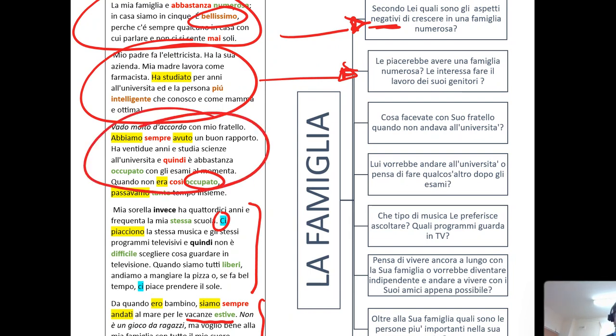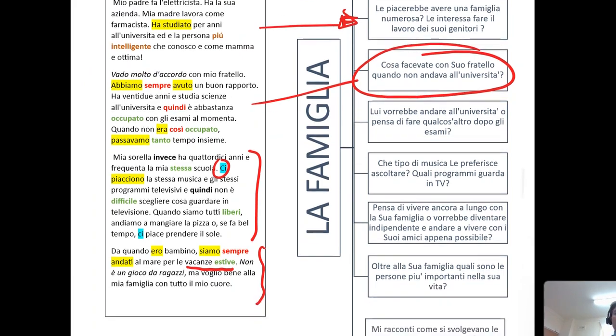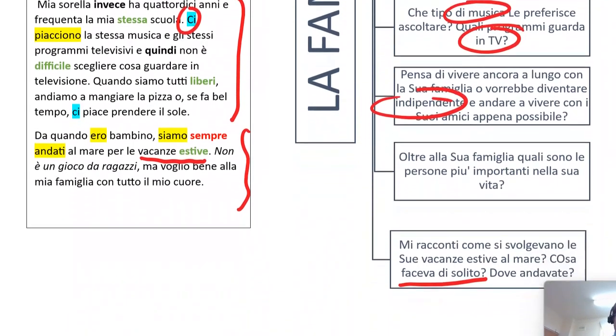Then you talk about your brother. Your brother is at university, so here the question could be fairly common to ask what you want to do in the future, what you want to do dopo la scuola. "Vuoi andare all'università come tuo fratello? Vuoi essere indipendente?" And so on. All the questions that you see here refer to something that is mentioned in the text. La musica, la televisione, essere indipendente, le vacanze.